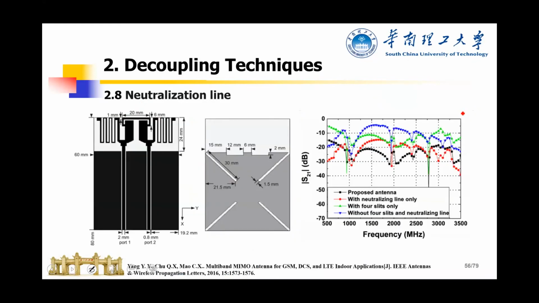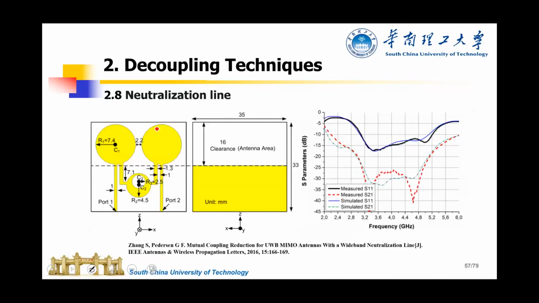Also this is the work of my students. These are two compact UWB antennas. They also use a very simple neutralizing line, and also use four slots, so also get wideband decoupling. Also this is another neutralization line.